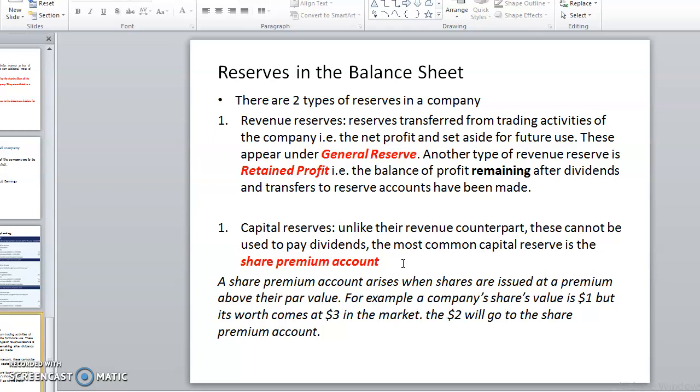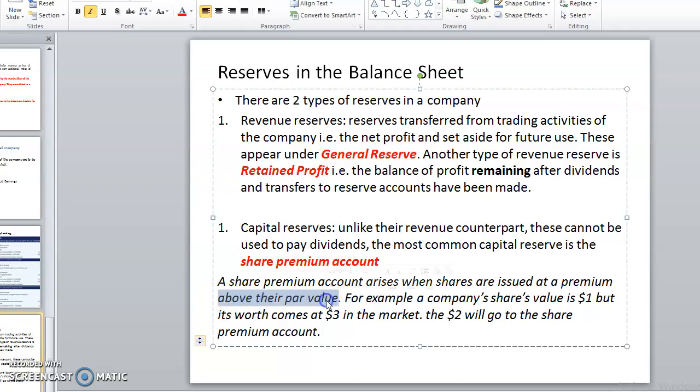What is a share premium account? Remember, reserves are the extra amount of money you've put aside for later use. A share premium account arises when shares are issued at a premium above their par value. For example, let's say my company's share value is $1. But currently, it's trading at $3 in the market. So when I sell new shares for my company, they will be sold for $3 each. So it means I am making $2 extra. That $2 extra is my share premium, earned by selling one extra share. So this will go to the share premium account.